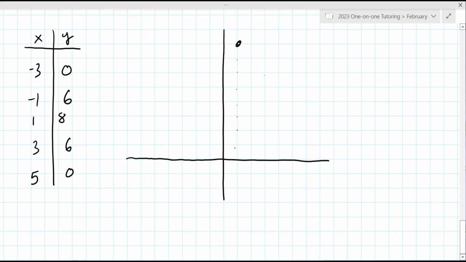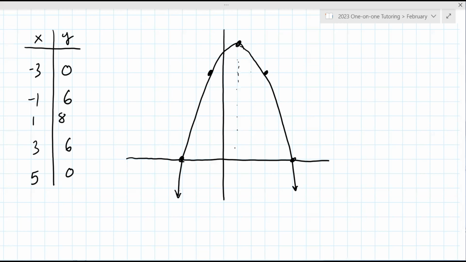3, 6. And again, because of that line of symmetry, you can go get that other point real quick. 5, 0, and -3, 0. And now you have enough. Again, it's got to be nice and smooth. It can't be straight lines.